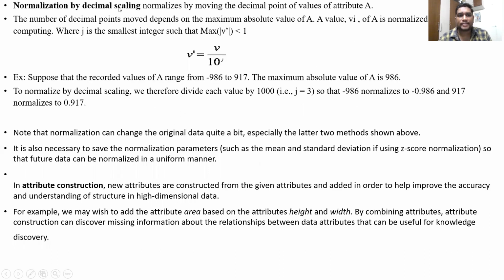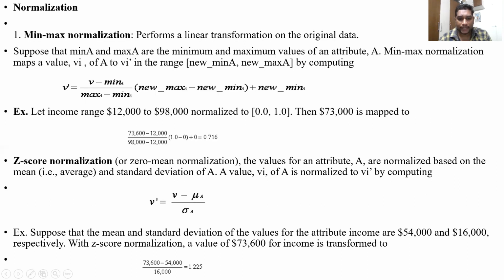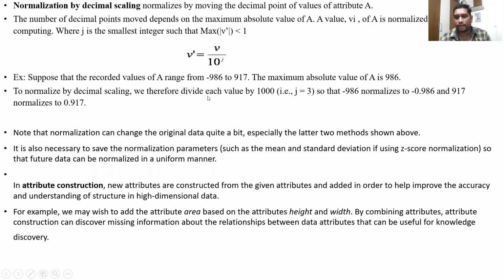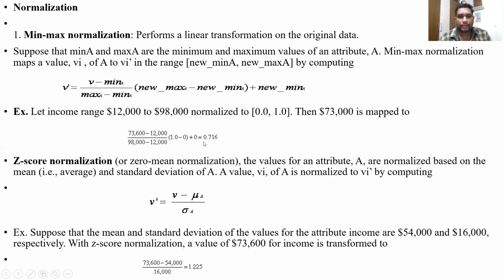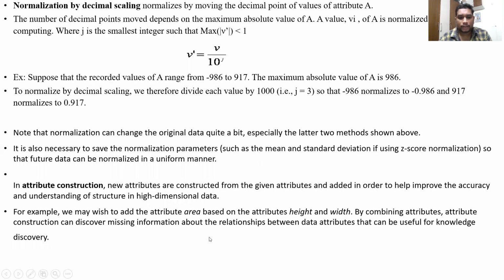The third one is normalization by decimal scaling. Normalization here means moving the decimal point of the values of attribute A. These two also give decimal values, but they should be in the range 0 to 1. Here the range will be different, based upon the value. The number of decimal points moved depends on the maximum value of A.